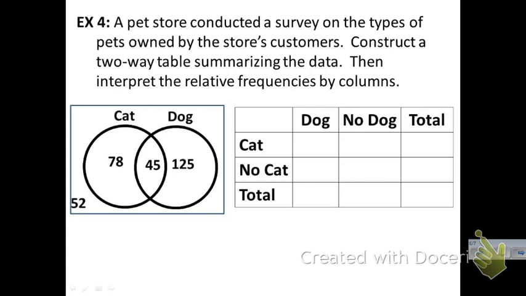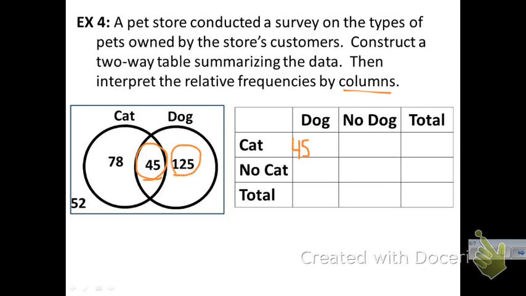Example 4, and here we have what's called a Venn diagram, and I wanted you guys to see how to do a Venn diagram. It says a pet store conducted a survey of the types of pets owned by the store's customers, construct a table summarizing the data. So this number right here is the number that's shared between them. So 45 people have a cat and a dog, so we know that that number will go here, and I'm going to write that to the side since we're also going to be doing relative frequencies.